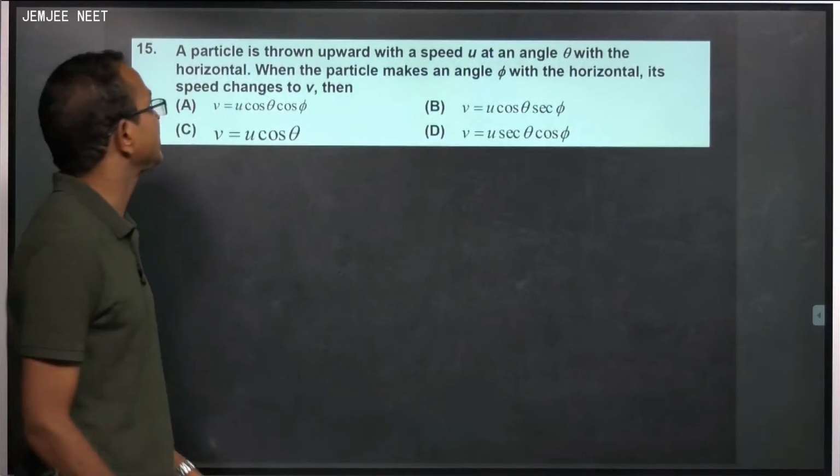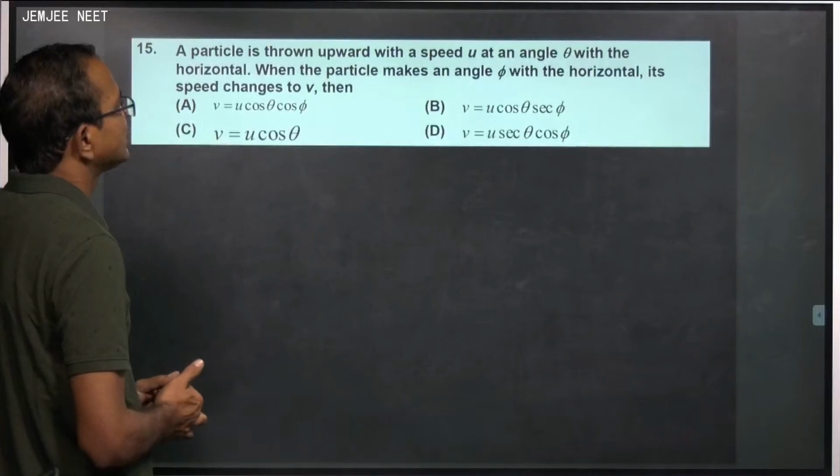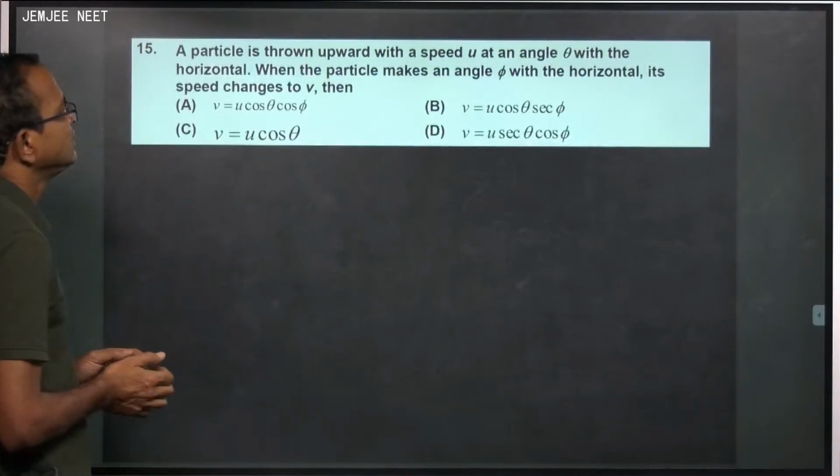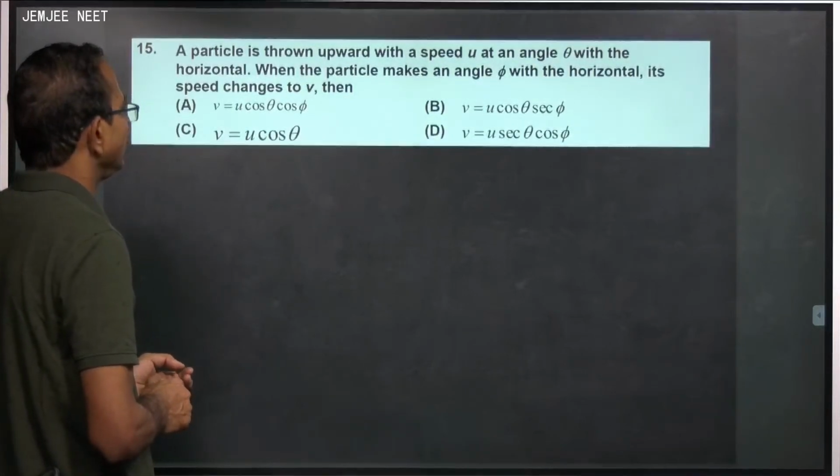Shall I read? The particle is thrown upward with a speed u at an angle theta with the horizontal. When the particle makes an angle phi with the horizontal, its speed changes to v. Then v is equal to.